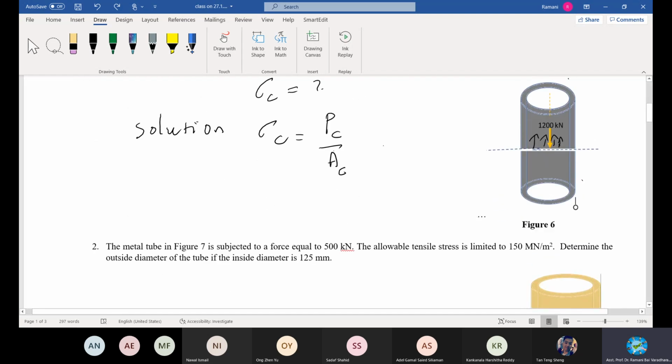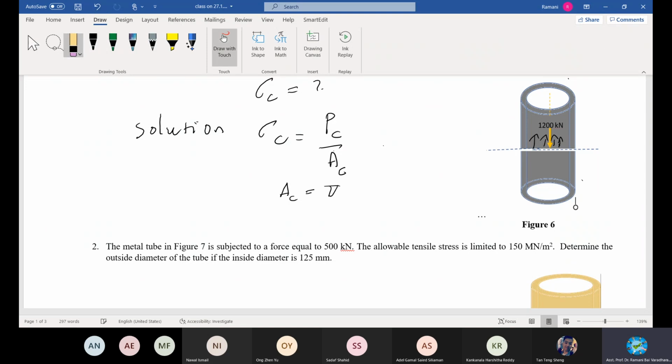Okay. When you find the area of cross section, what will be the area of cross section actively subjected to this type of loading? It is pi, right? This is a circular area, so it's pi r square or pi d square by 4. We can use either formula, right? The area is actually pi d square by 4.